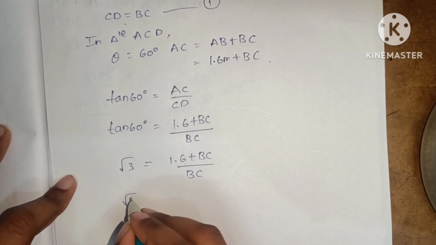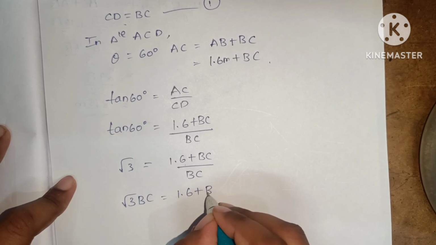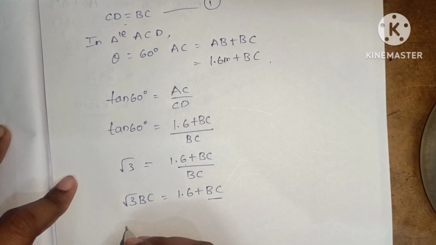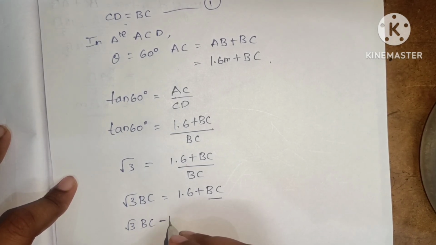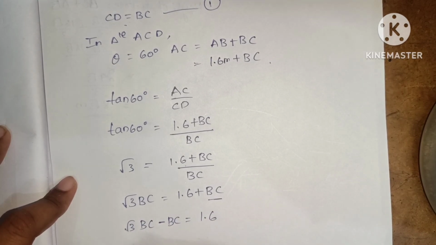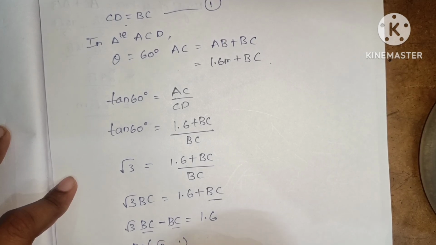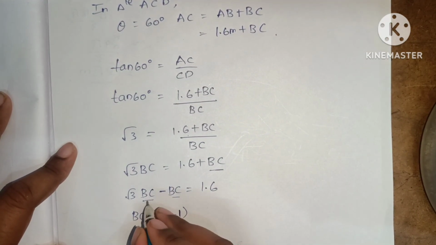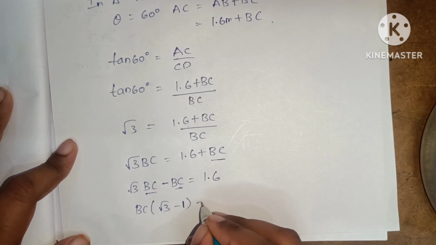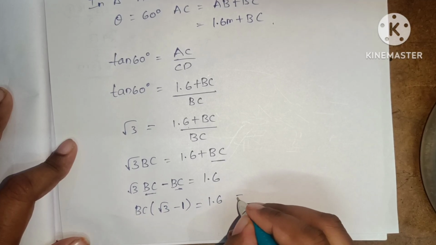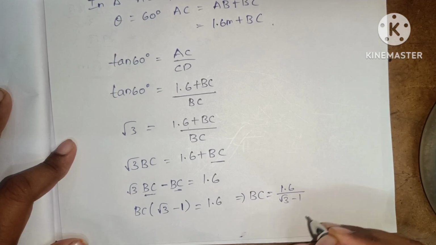Now transpose this BC to this side: root 3 BC equal to 1.6 plus BC. Now transpose this BC to that side: root 3 BC minus BC equal to 1.6. Common from these two is BC. So BC times (root 3 minus 1) equal to 1.6. So BC equal to 1.6 by (root 3 minus 1).